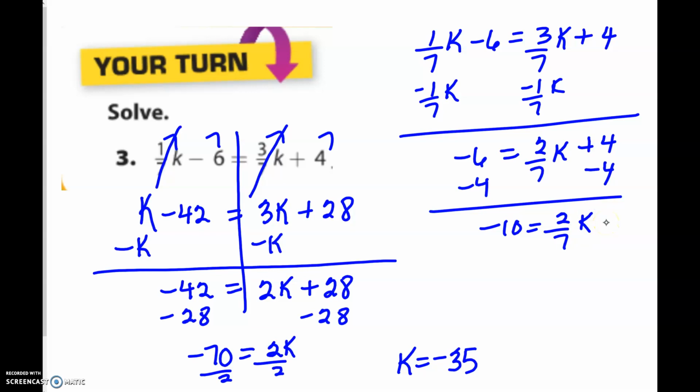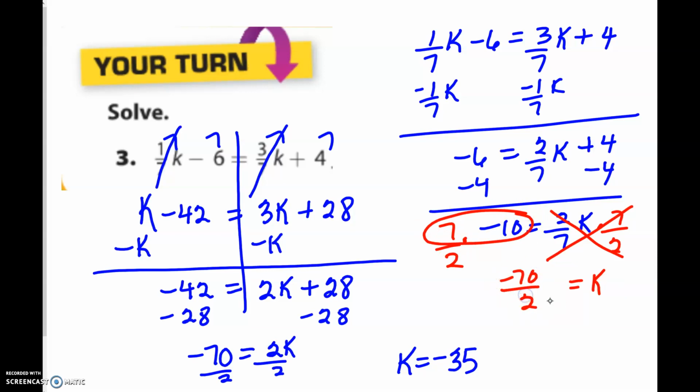So now we have to multiply by the reciprocal. So I'm going to multiply both sides by 7 over 2, because I want the 2's to cancel and the 7's to cancel, and you're left with just k. So now when we multiply across the top, we get negative 70 over 2. And what is negative 70 divided by 2? We get negative 35. And that's exactly what we got the other way. So if you do not want to get rid of your fractions and you just want to use your calculator, you can go ahead and try it that way.